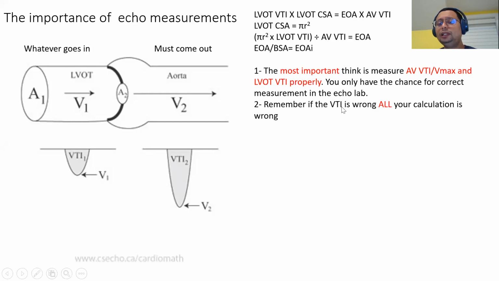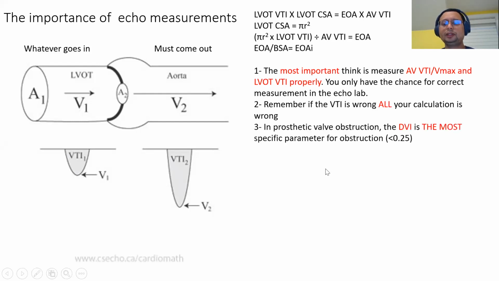Remember, when the VTI is wrong, all your calculation is wrong. So the most important thing in terms of prosthetic valve is your dimensionless index. You start with that rather than start with your effective orifice area. So what is dimensionless index? It is LVOT VTI over aortic valve VTI. That is very crucial that you get that correct. In our studies as well, the one that is most predictive of obstruction is dimensionless index. In the ASE guideline, the threshold is less than 0.25.